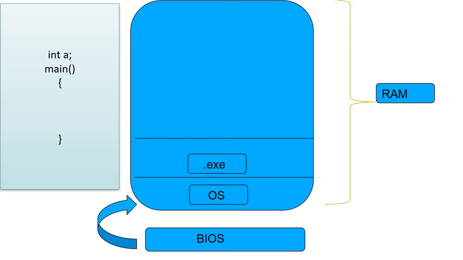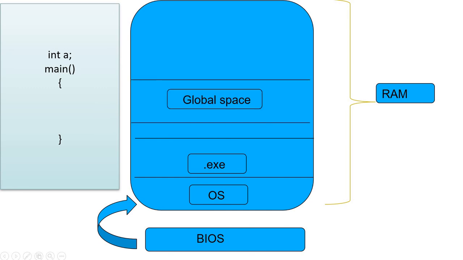Okay, now I have a variable here called int a. So this is a global variable and this variable occupies the global space. Okay, and this will remain in the global space as long as this main program exists. Once the main program ends, the variable gets cleared from the global space. So these are the global variables. They occupy the global space.